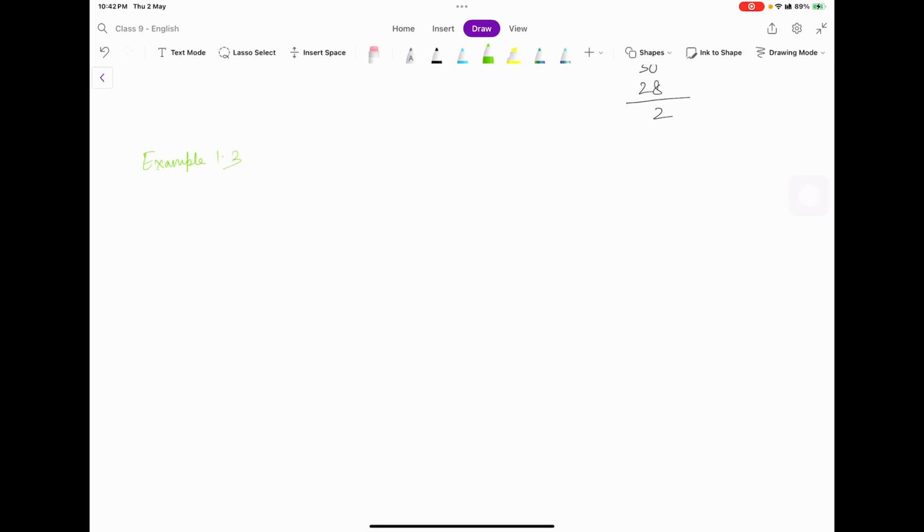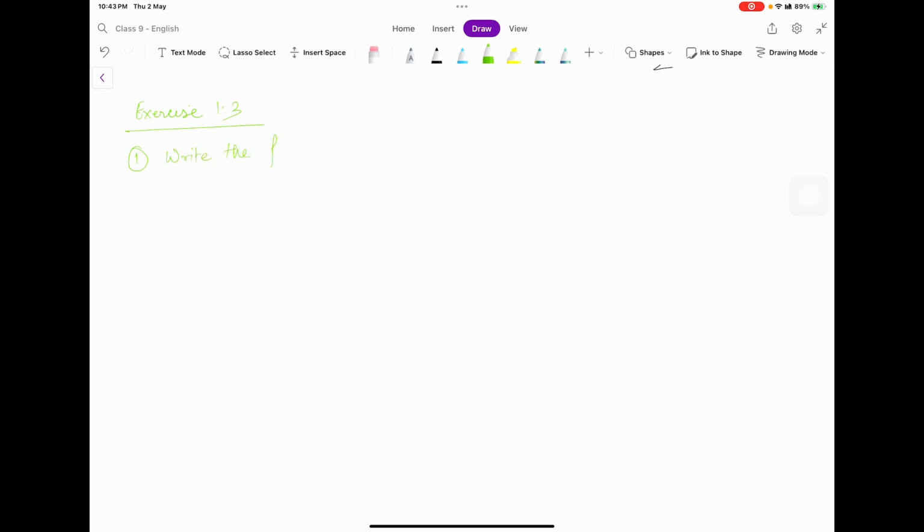This is the third exercise. Sorry, this is not the third, this is Exercise 1.3. I will do the questions fast and explain them. I will write only the gist, not the entire steps.